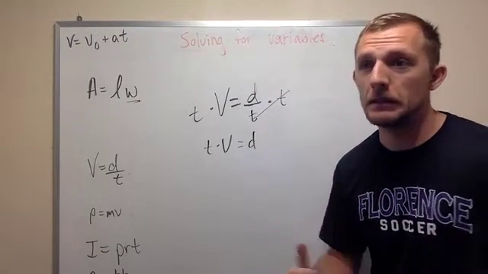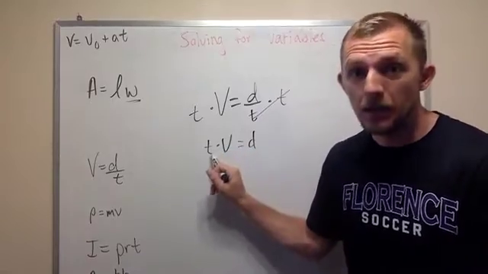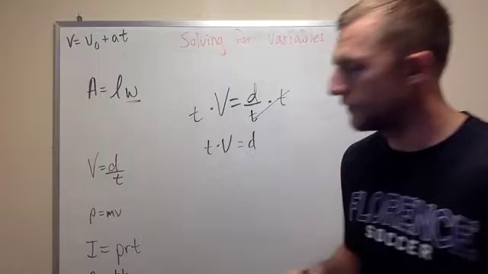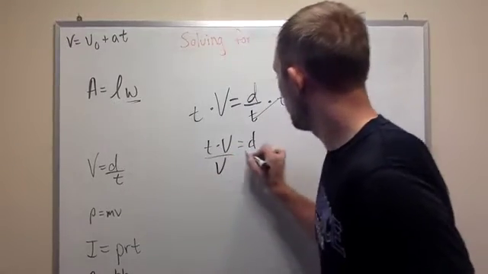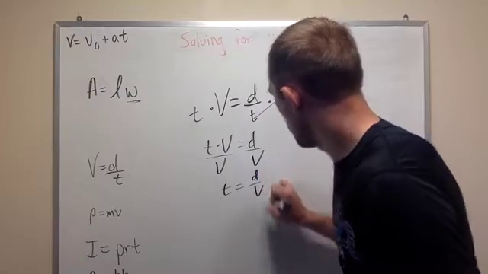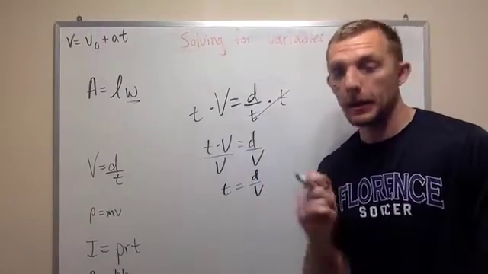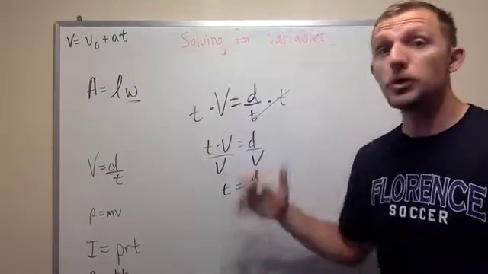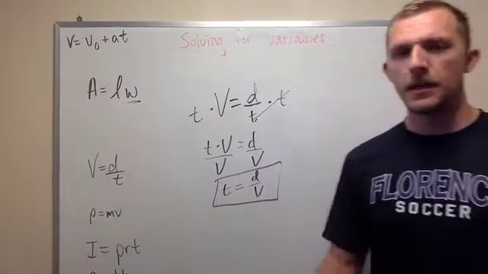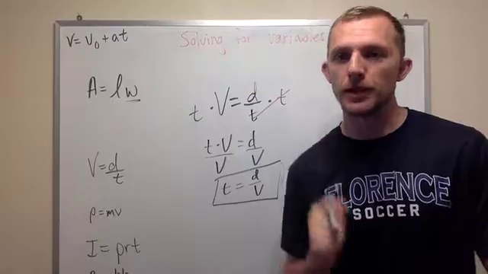Did we do anything? Well, we got the T up, but I gotta get rid of that V, right? So I have to divide by V. And T equals D over V. There you go. Okay? Is it alone? Yes. Is it in the numerator? Yes. So therefore, we are good. It has to be in the numerator.